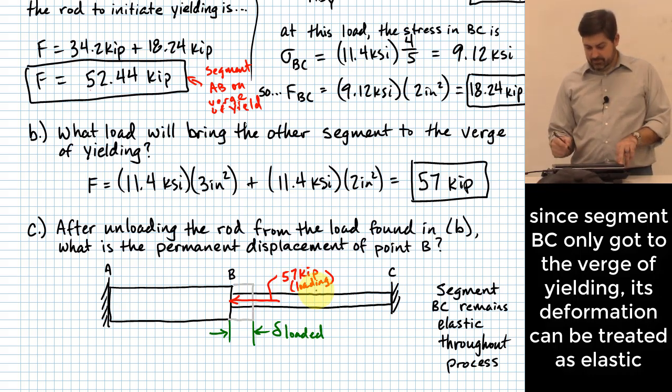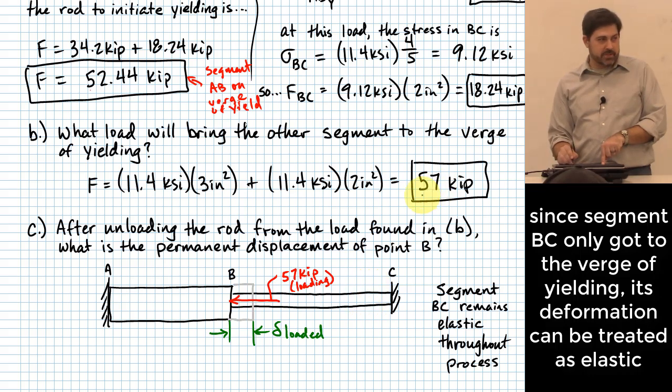Whatever the corresponding would be from just AB. Okay. So I think you're on the right track, okay? So think about this. Because we're loading it right up to the threshold of where BC is about to become plastic, right? That's what this load of 57 kips is. That means it really hasn't gone plastic yet. It's right at the verge of going plastic, okay?